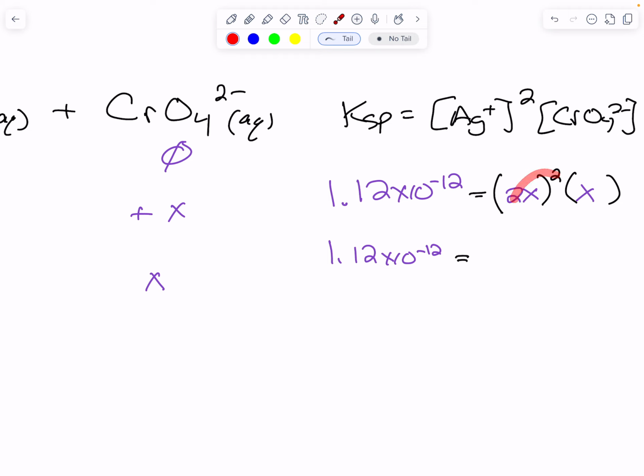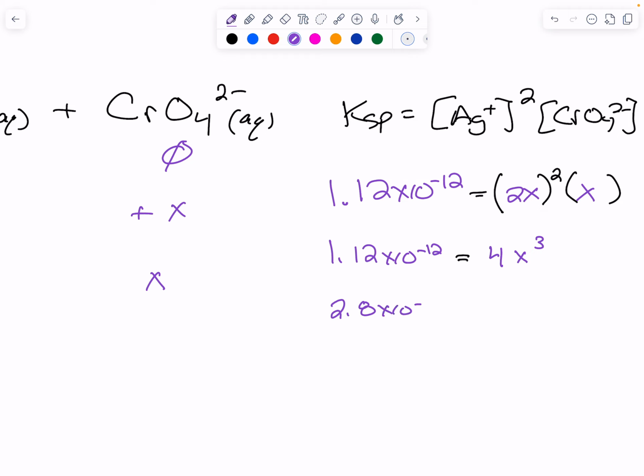2 squared is 4. Then I have x squared times x, 4x cubed. I've seen 2x cubed, I've seen 4x squared, I've seen it all, right? And it's a small detail, but it's kind of important, right? Obviously. All right, now we take our 1.12 times 10 to the negative 12 and divide that by 4. And we get 2.8 times 10 to the negative 13 equals x cubed.